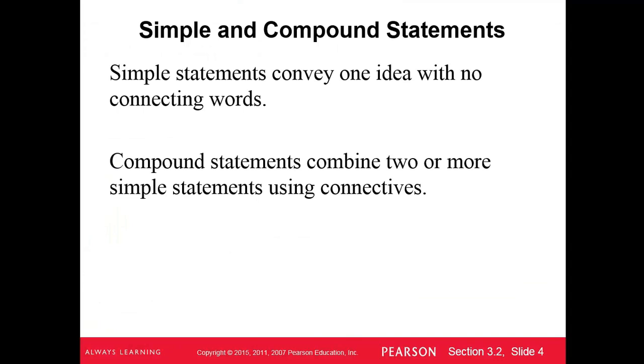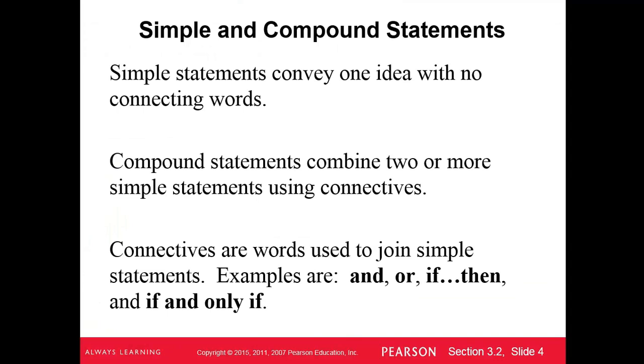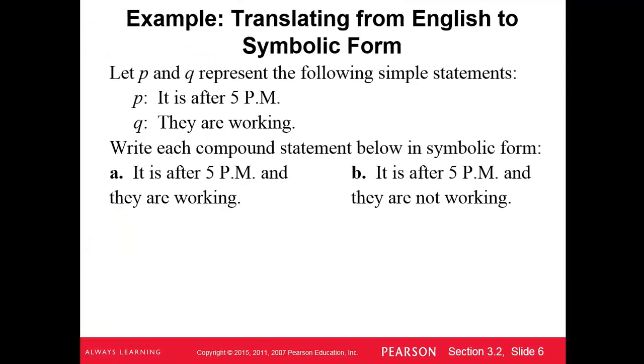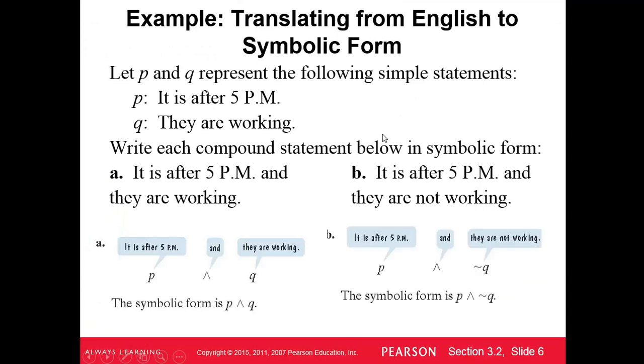So in mathematics, we can connect two or more simple statements using a connective: and, or, if then, or if and only if. If we want to express an and statement, we use the upside down V, and that symbolizes for us the word and, otherwise known as conjunction. If I write, it is after 5 p.m. and they are working, I will have P upside down V Q. If I want to say it's after 5 p.m. and they are not working, I will have P upside down V, not Q.